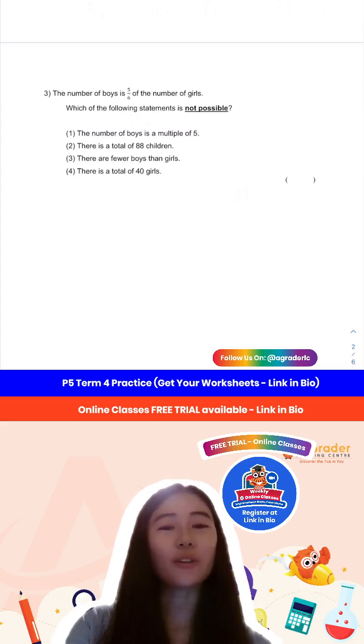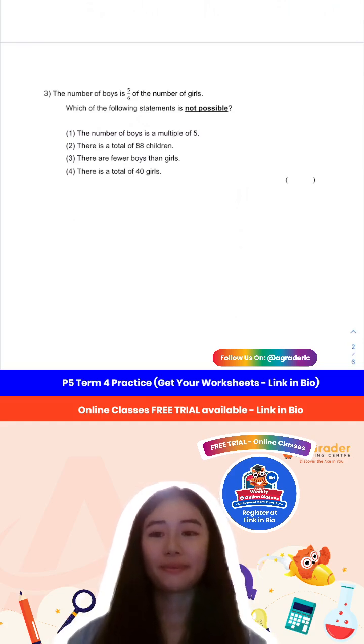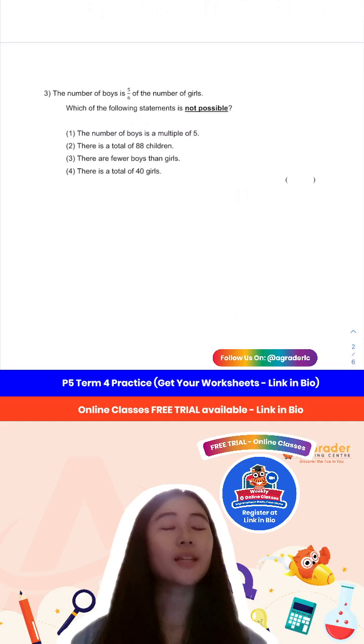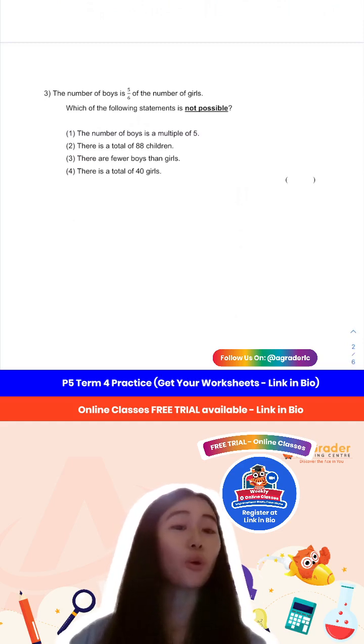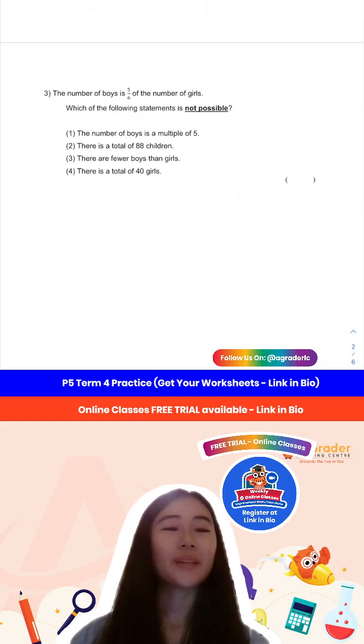Of course, yeah, of course you can. P6 also can participate. So just read the statement and then choose the one that is not possible, or which one is false. John, I don't think P1s can solve this. Yeah, P1s wouldn't have learned fractions yet.